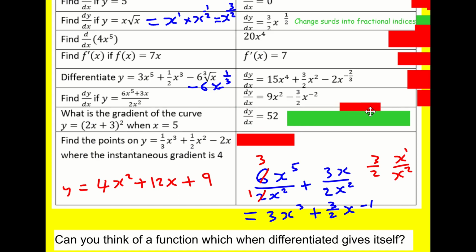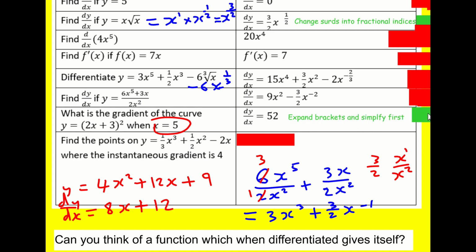We get dy by dx. Oh, sorry, I've done the whole thing there. Dy by dx in terms of x is going to be 8x plus 12. That's my dy by dx. So remember, this is the gradient along the whole curve. So if I want the gradient at a specific point, I just substitute in 5. 8 times 5 is 40, plus 12 is 52.